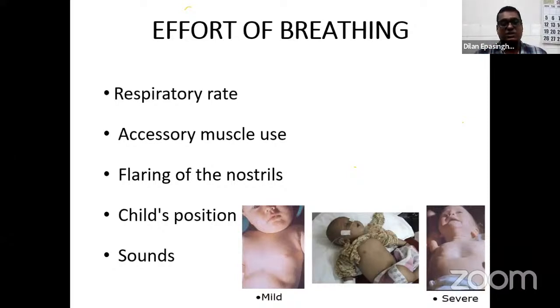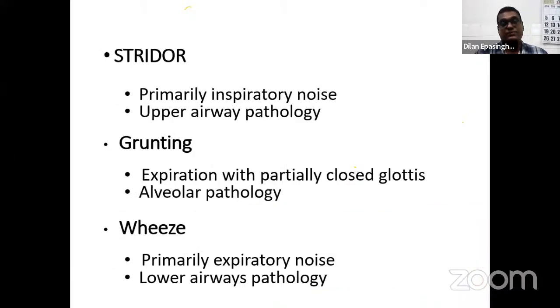Then child position and sounds. Sounds means, what are the sounds we are talking about? Sound means stridor, grunting, and wheezing. Stridor means primarily inspiratory noise. The upper airway pathology can get in, as I earlier said, foreign body, then the tracheobronchitis group, and then the tonsillitis or epiglottitis. So you can get stridor.